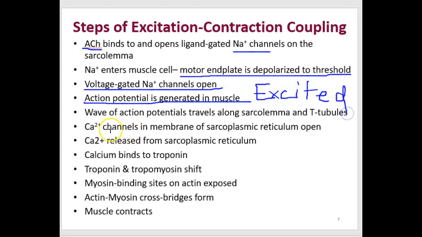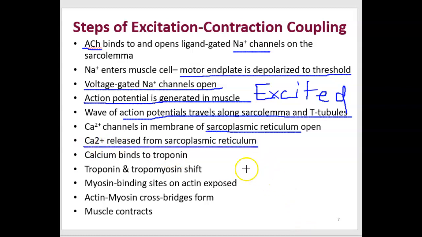The muscle cell is excited. And there's a wave of action potentials that travel to the T-tubules, which causes the calcium channels of the sarcoplasmic reticulum, the terminal cisterna, to open. Now, once calcium channels are open, calcium leaves the sarcoplasmic reticulum, and now we have calcium for the next part, the contraction part. You need calcium for contraction, because calcium is going to bind to troponin.